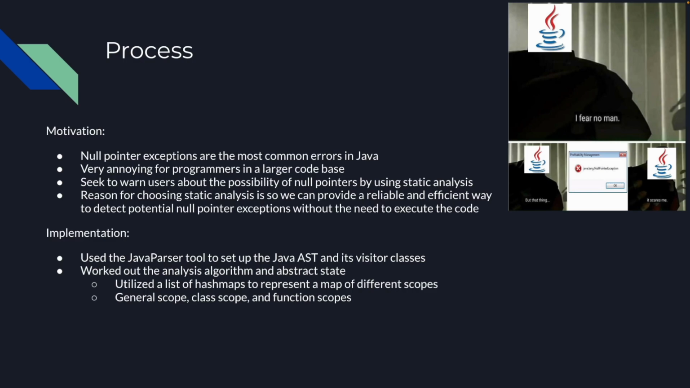And for our implementation of this process, we used the JavaParser tool to set up the Java AST and its visitor classes. Then we figured out how to develop the analysis algorithm and its abstract state. We did this by utilizing a list of hash maps to represent a map of the general scope, class scope, and function scopes.